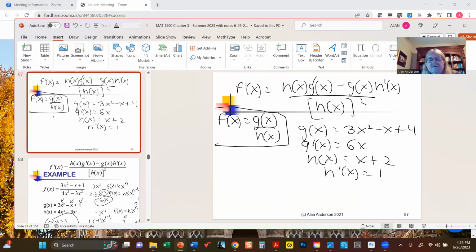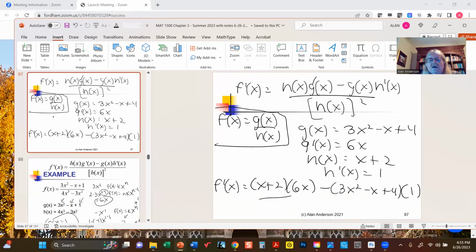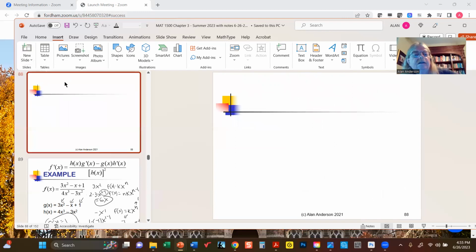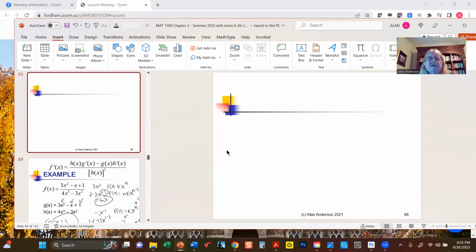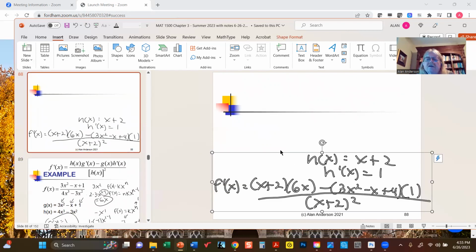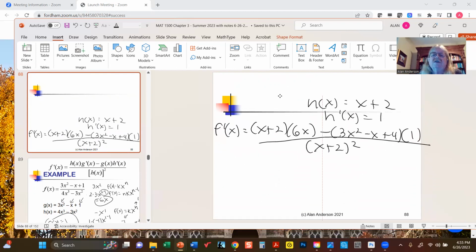So when we plug all these numbers in, we'll have x plus 2 times 6x minus 3x squared minus x plus 4 times 1, all divided by x plus 2 squared. All right, now it's possible that this will simplify to something nicer, but it may not. In fact, there's a very high chance that it will just be some messy expression. Once in a while, though, we get lucky. Let me just move this here so we can see it.